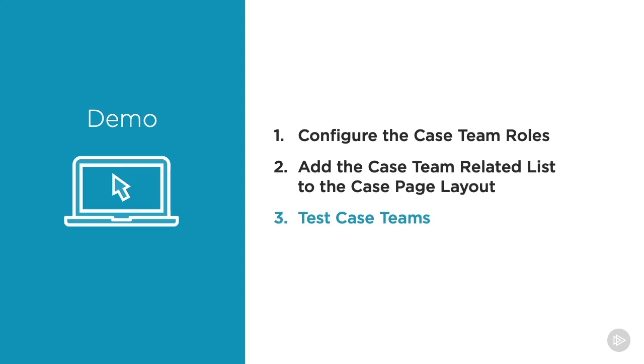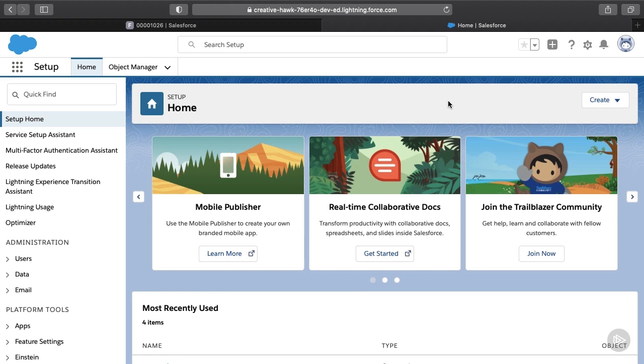So, let's get going. In order to set up case teams, we need to first set up the case team roles as we saw in this module. Once we have those team roles set up, we will have to add the case team related list to the page layout of the case. So, let's first set up our case team roles.